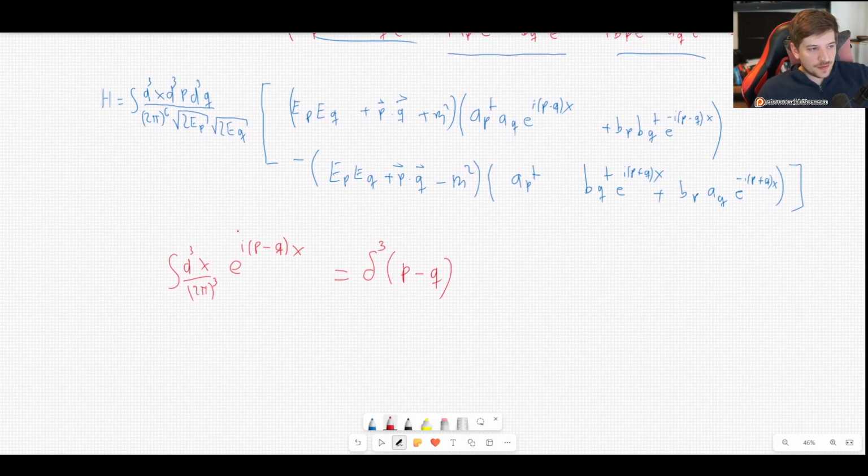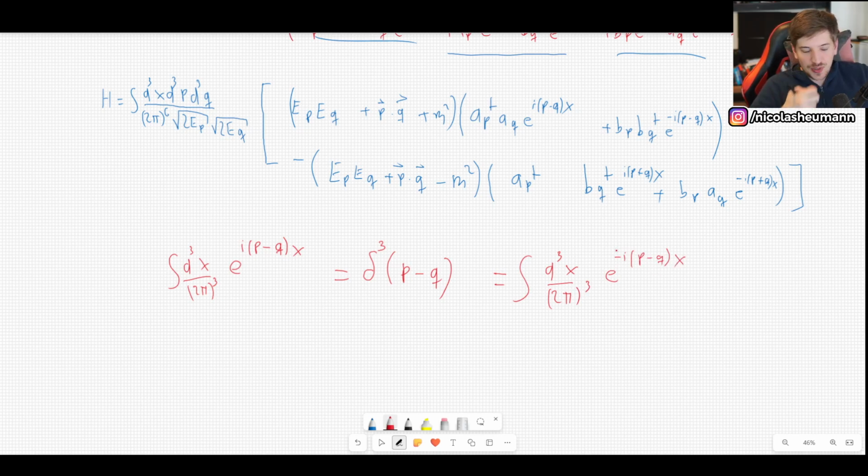And another very important thing is that this is the same as having d3x over 2 pi cubed, e to the minus i(p minus q)x, right? Since the Dirac delta really only cares about the point where they are equal, the minus sign doesn't really matter. And you can also see this as you are integrating over all of space, so you can just change x to minus x. There's several ways to go about it, so that's one point.